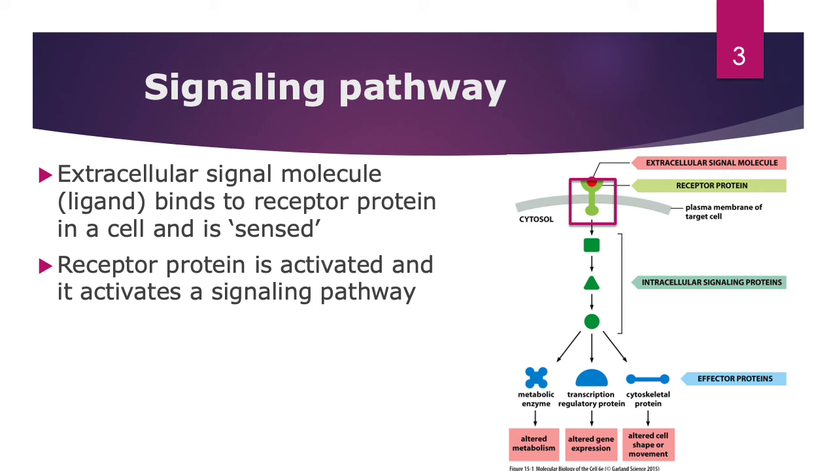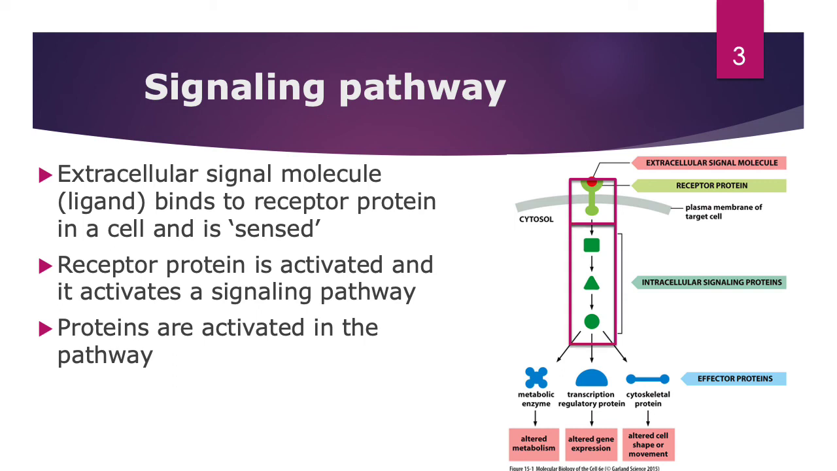The signaling pathway comprises proteins that are activated in the pathway. Some of the proteins that are shown here in the box below are called the intracellular signaling proteins. These are proteins that are present inside the cell and are normally present in an inactive state, which means they cannot perform their functions. They have to be activated to perform their functions, and this happens only when the receptor becomes active.